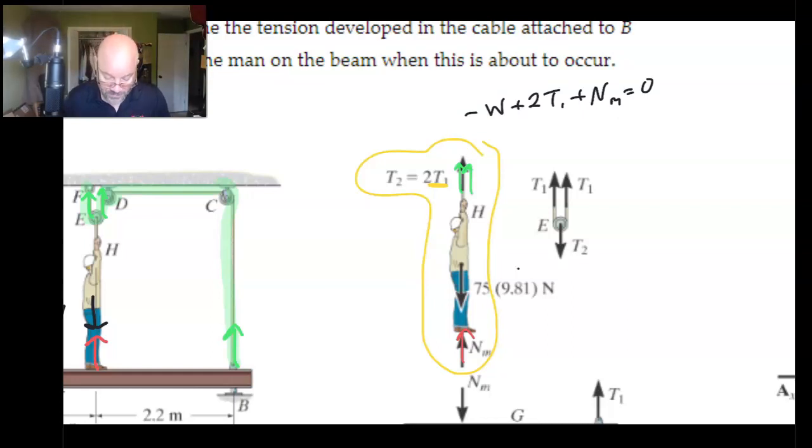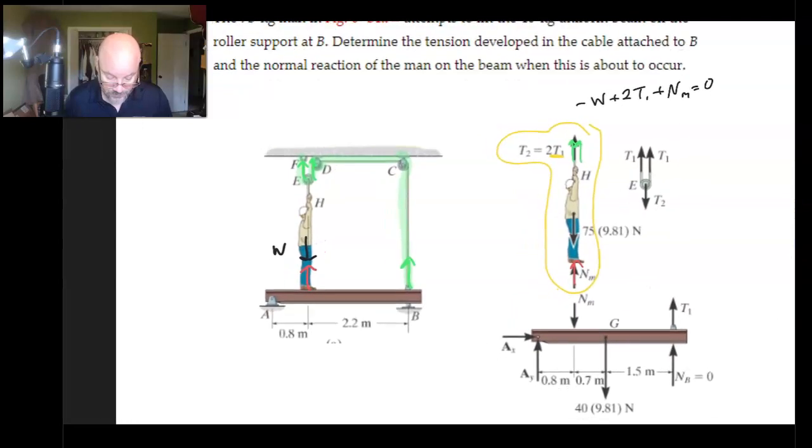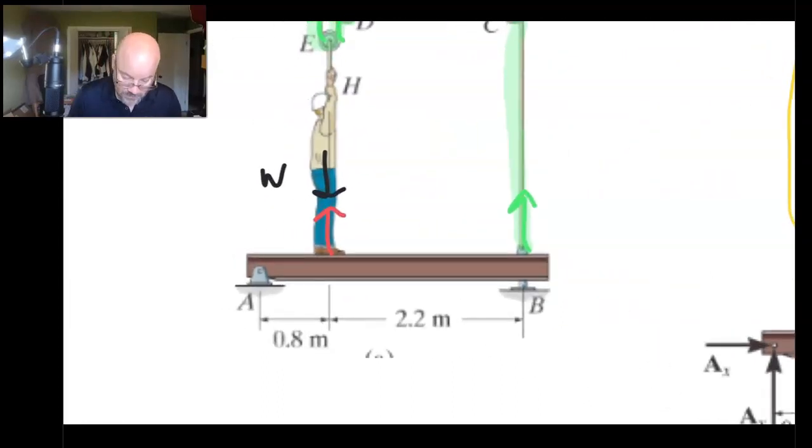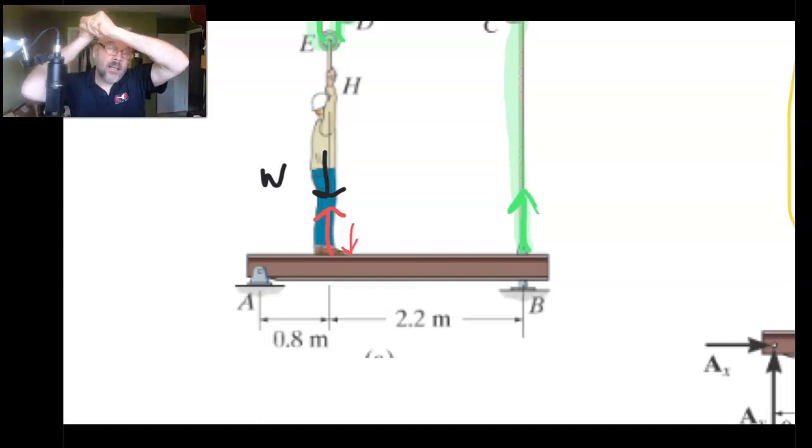The other thing to do is to look at the beam. From the beam's perspective, we still have the tension at B, but there's a normal force down from the guy right there. So we don't want to put the weight of the man. We can't put the weight of the man because the beam doesn't feel the whole weight of the man, because the man's holding on to that thing.